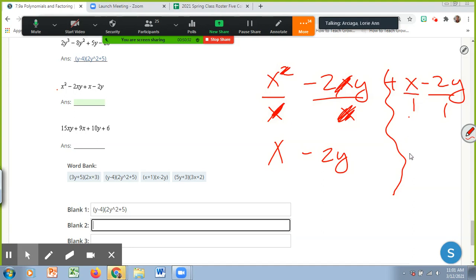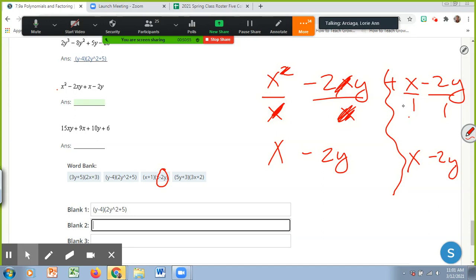X divided by 1 is x. Negative 2y divided by 1 will be the same. But we're right because they're matching. So then that means the answer there is the one that has a x minus 2y. And the other factor is x plus 1. Right? Okay? You got that one?